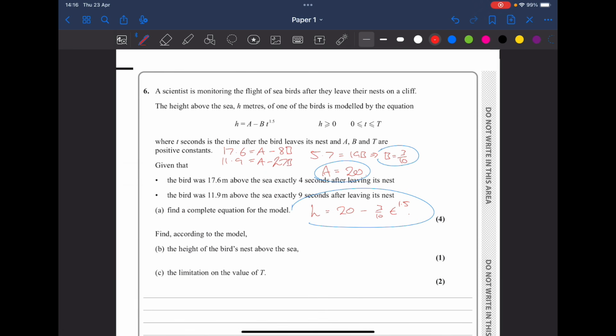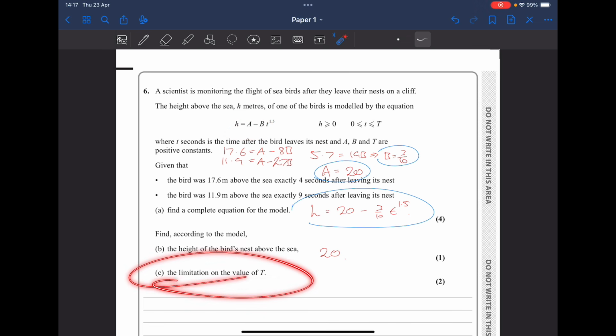For part B then, the height of the bird's nest, well, it starts at the nest. So that's just the initial time. You see the marks is 1 mark. So I think that's just going to be the A value, the 20 we said. Like I said earlier, A is going to be the initial height in this case. It's always either just A or A plus B or A minus B, depending on the sign in the middle.